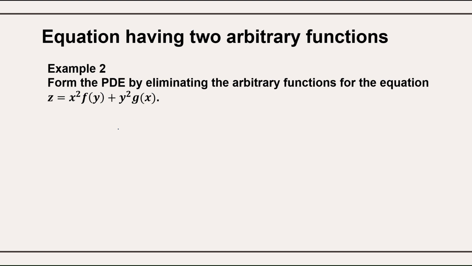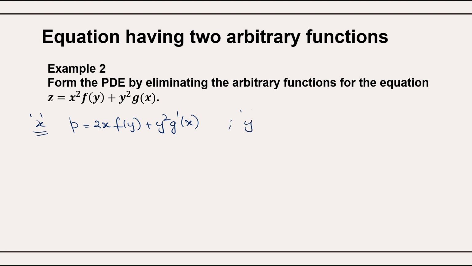Now let us start example 2. Form the partial differential equation by eliminating the arbitrary function for the equation z equal to x square into f of y plus y square into g of x. So here as usual, let us differentiate partially with respect to x. So this gives you p is equal to 2x into f of y plus y square into g dash of x, because here we are differentiating with respect to x, so y is treated as constant.